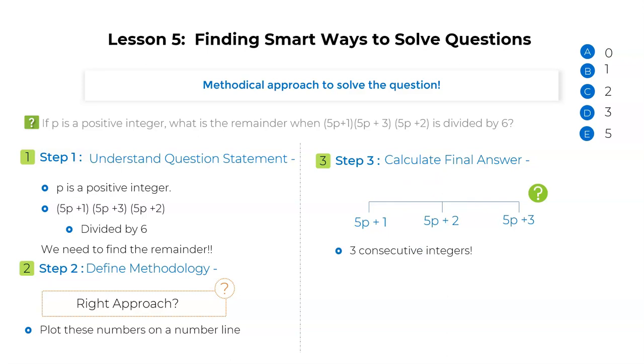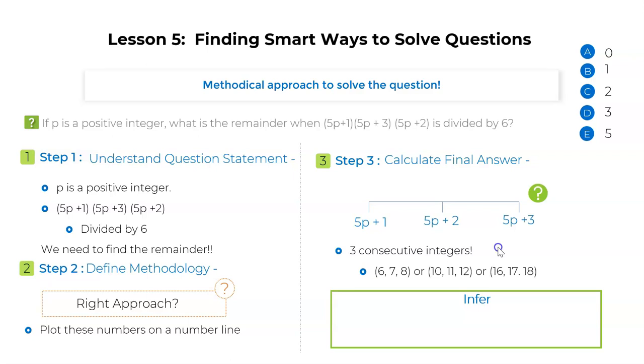Since they are consecutive integers, they could take values such as 6, 7, 8, or 10, 11, 12, or 16, 17, 18. Again, these are just sample examples. I'm in no way telling you that in a methodical approach you need to take values. Once you understand that these are consecutive integers, and if your conceptual knowledge is really good, then you should be able to infer that the product of any three consecutive integers is always divisible by 6. So if it is completely divisible by 6, the remainder in this case will be 0, and the answer will be option A.